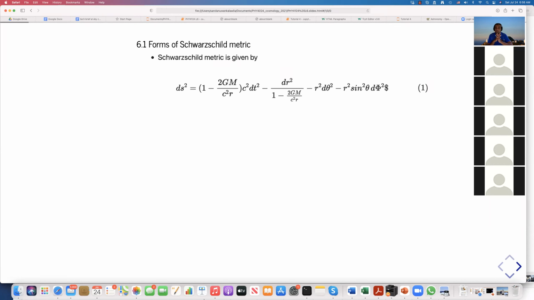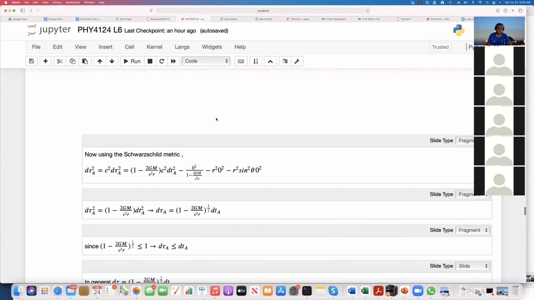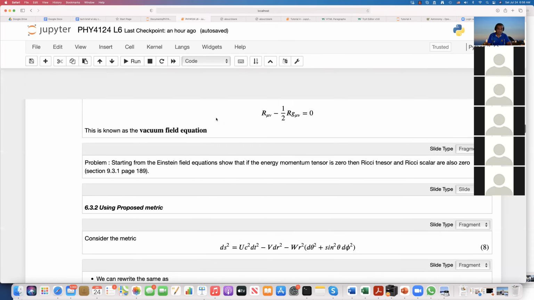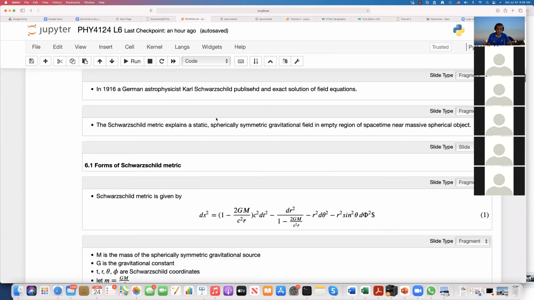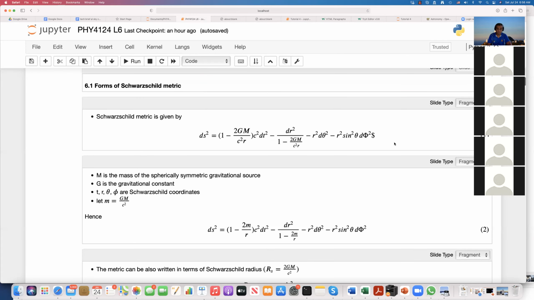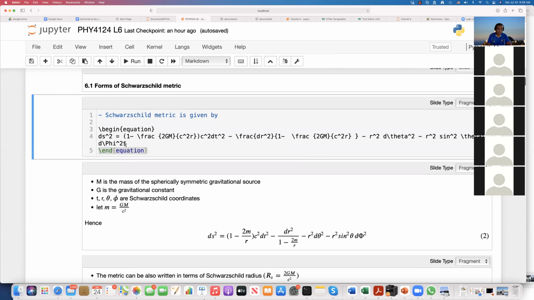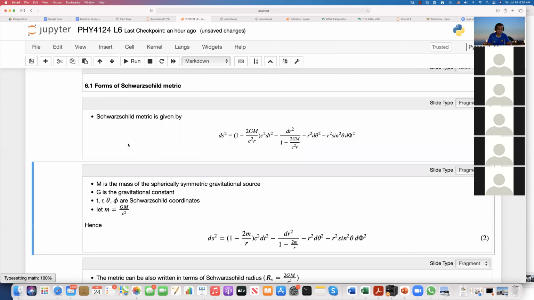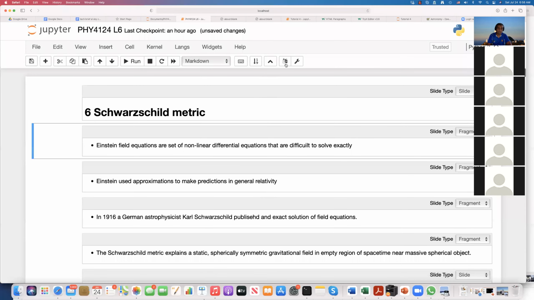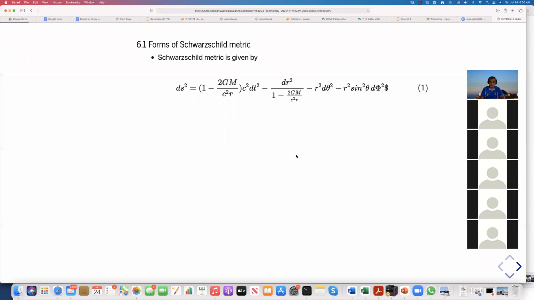Now the Schwarzschild metric has the form like this. And by the way, this dollar sign shouldn't be here. It's a mistake. So let me see whether I can fix that. That should be an extra dollar sign, so it should be removed. I have made the correction, so I will upload the corrected one.